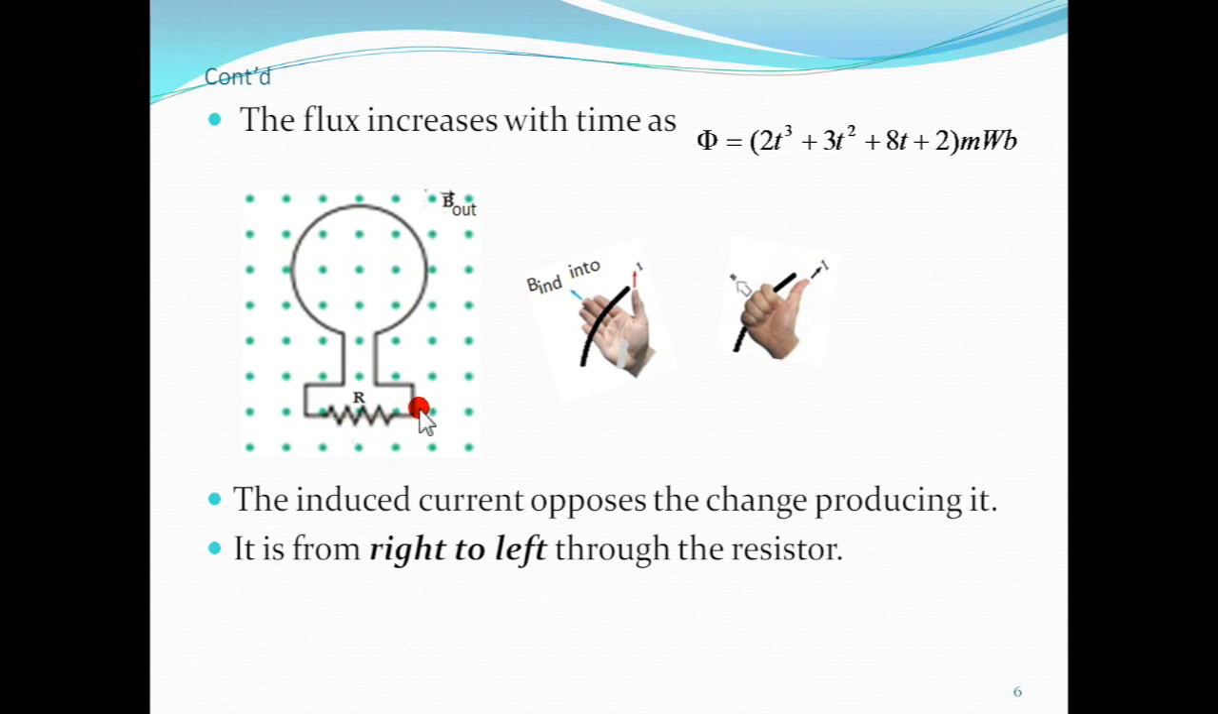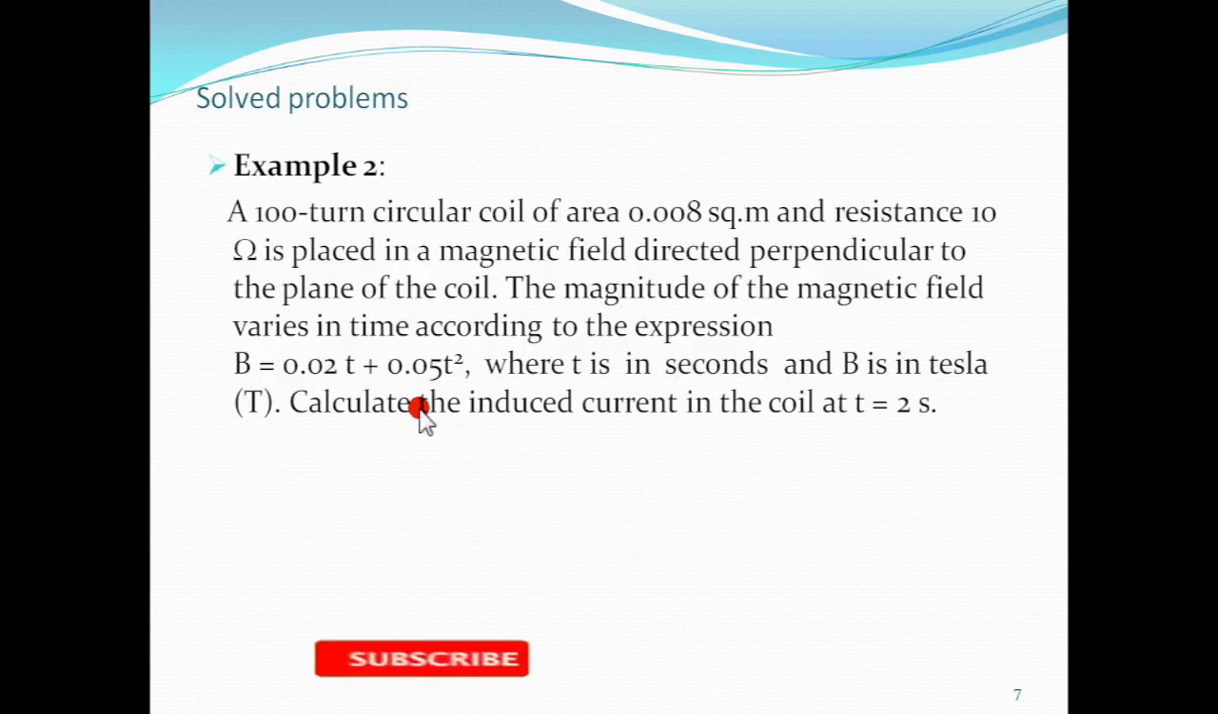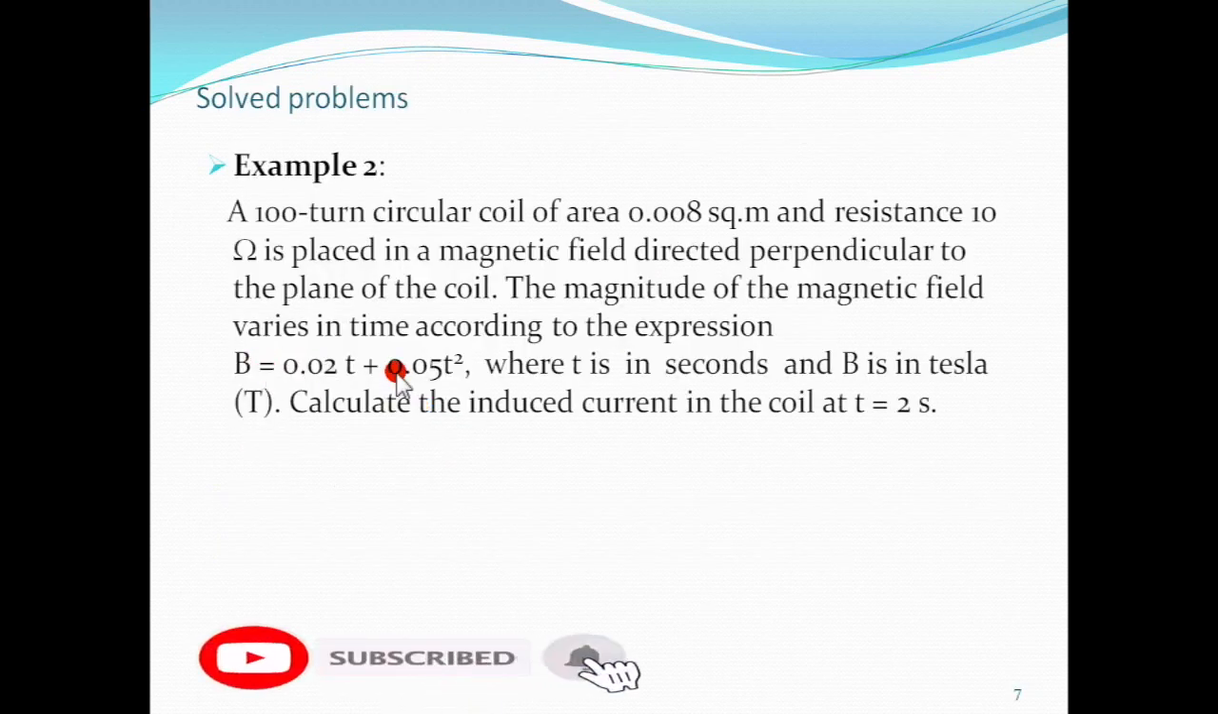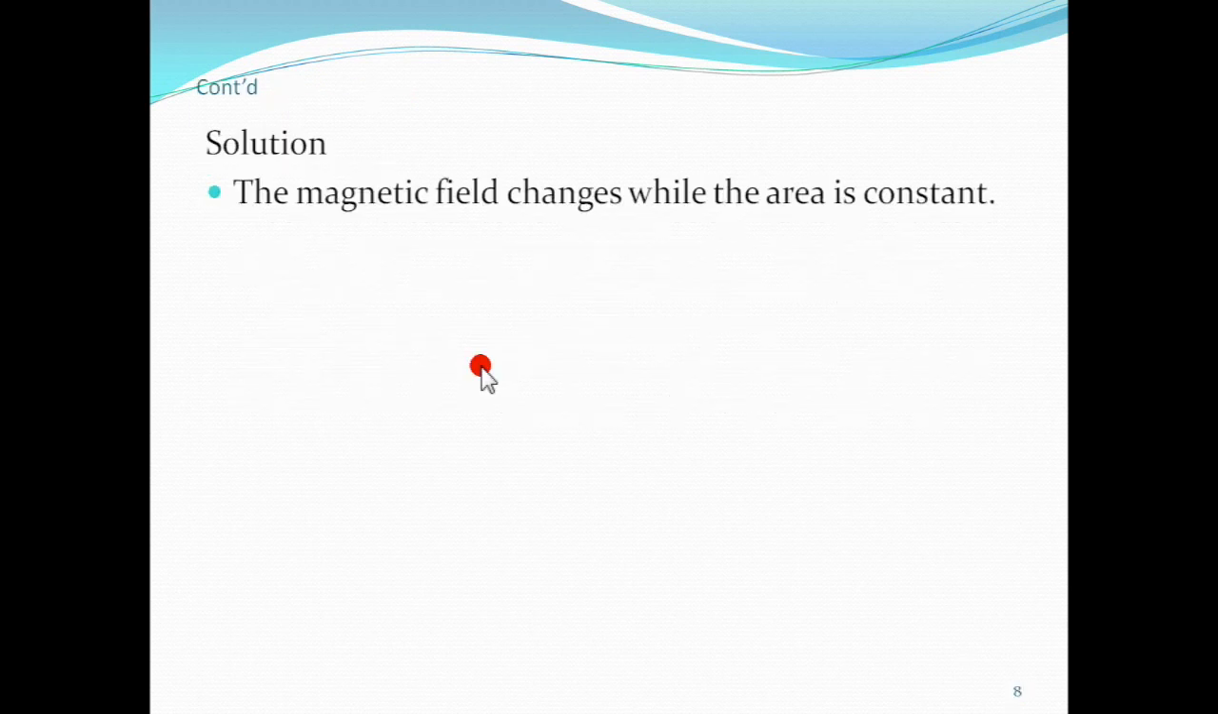The other example is when the B is changing. The n is constant here, the area is constant, what's changing is the B. We have 100 turns, square area 0.08 square meter, and a wire with resistance 10 ohm. The magnetic field varies with respect to time, and we want to find what happens at t equal to 2 seconds.